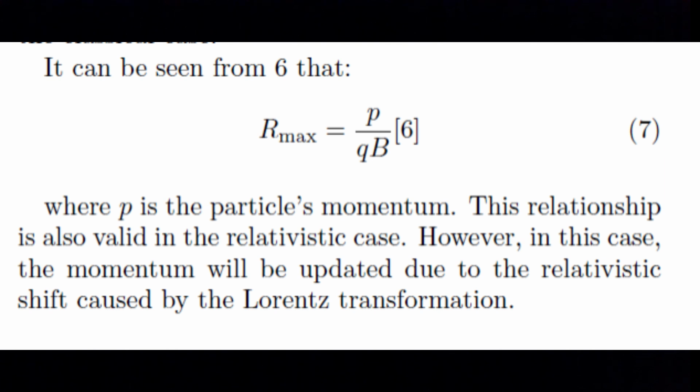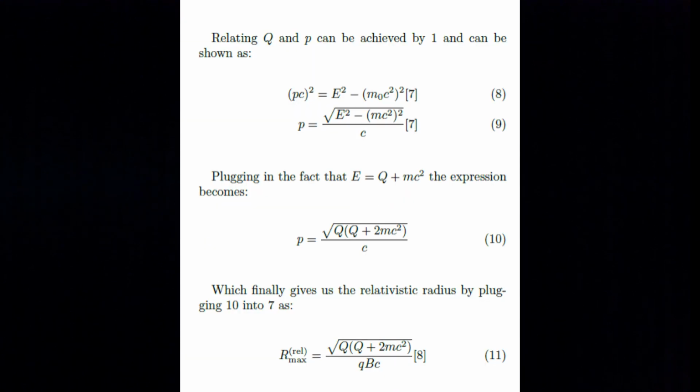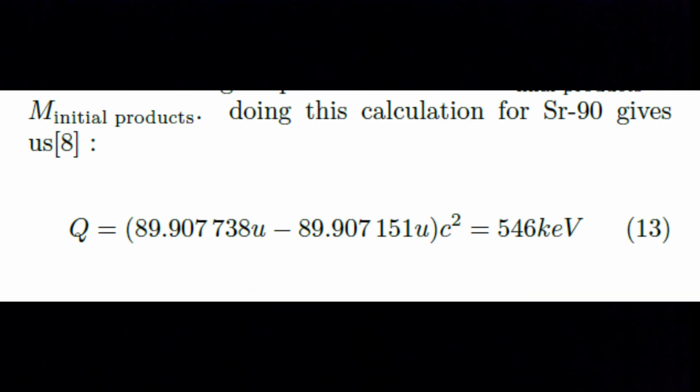For the relativistic case, we use the relativistic energy-momentum relation in equation 1 and apply it to the particle's momentum. This leads us through equations 8 and 9, and finally to the relativistic radius formula shown in equation 11. The radioactive source used in this experiment is strontium-90, and its decay energy is calculated using mass defect, giving us 546 kiloelectronvolts, as shown in equation 13.